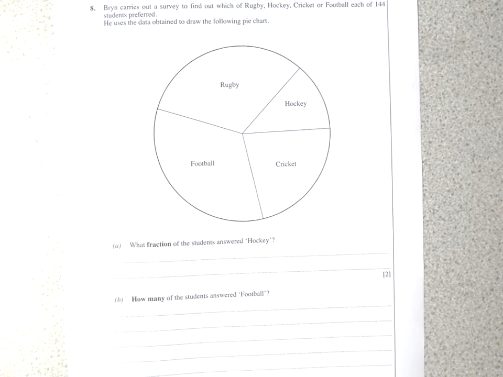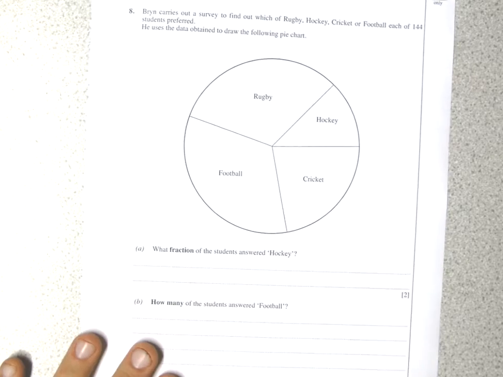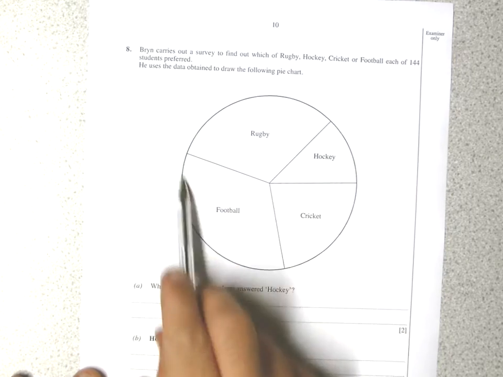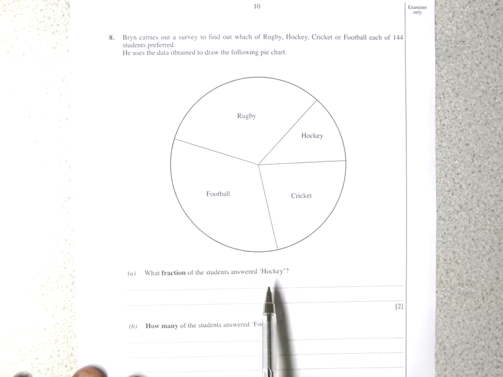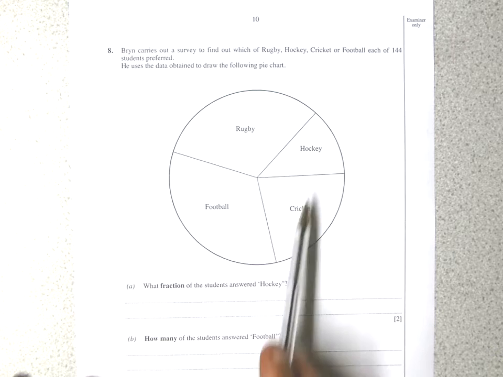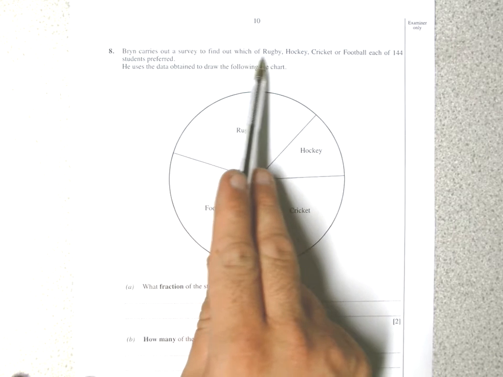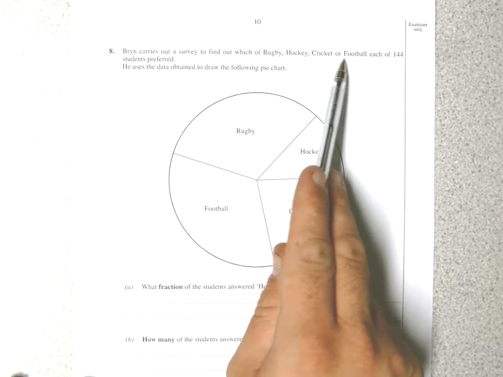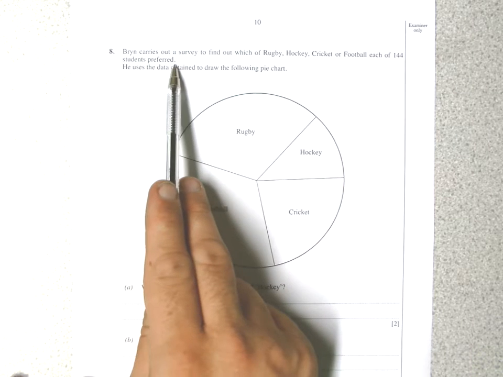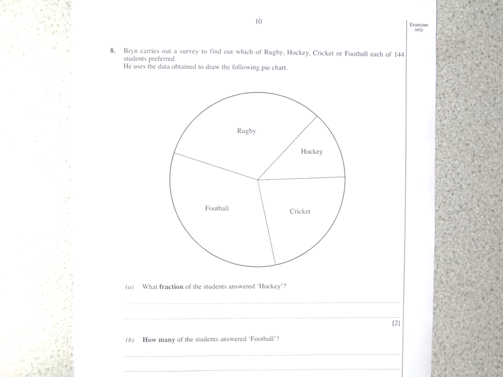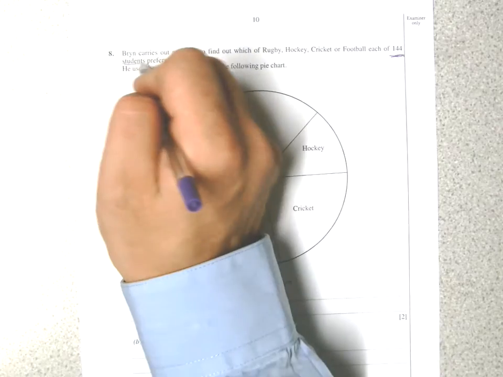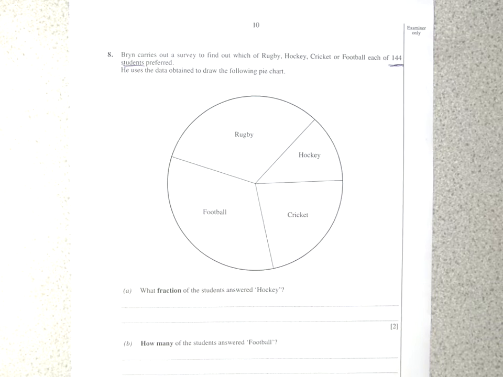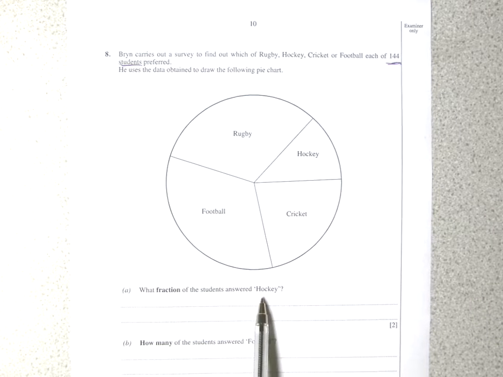You could also get asked to read from a pie chart. So it says here, different sports, and it says what fraction of the students answered hockey. Now, we could read this up here, I suppose. Bryn carries out a survey to find out which of rugby, hockey, cricket or football each of the 144 students preferred. So we read the question. We know there's 144 students. That will probably come in use for later on. Now it says, what fraction of the students answered hockey?